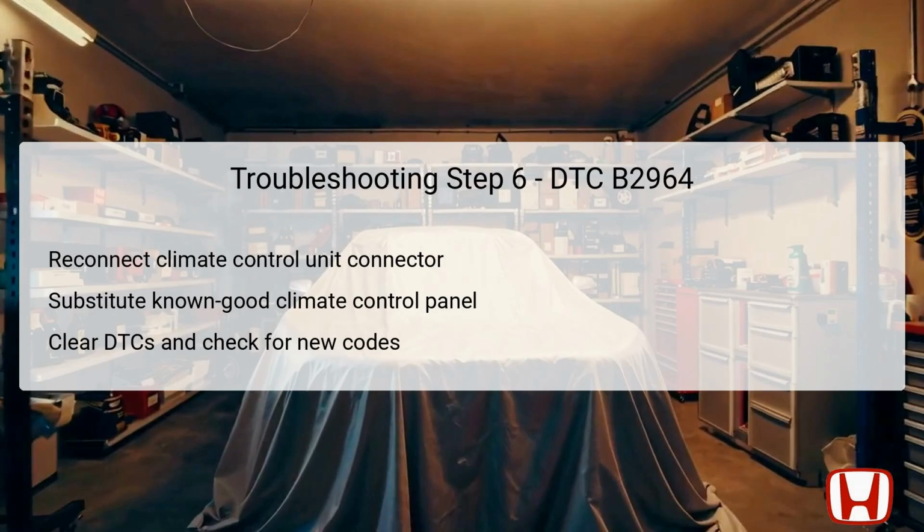After reinitialization, perform the self-diagnostic function again to check for DTCs. If DTC B2964 resurfaces, it indicates that the climate control unit itself may require replacement as the source of the issue, while a lack of reappearance indicates that the original climate control panel was faulty and should be exchanged.